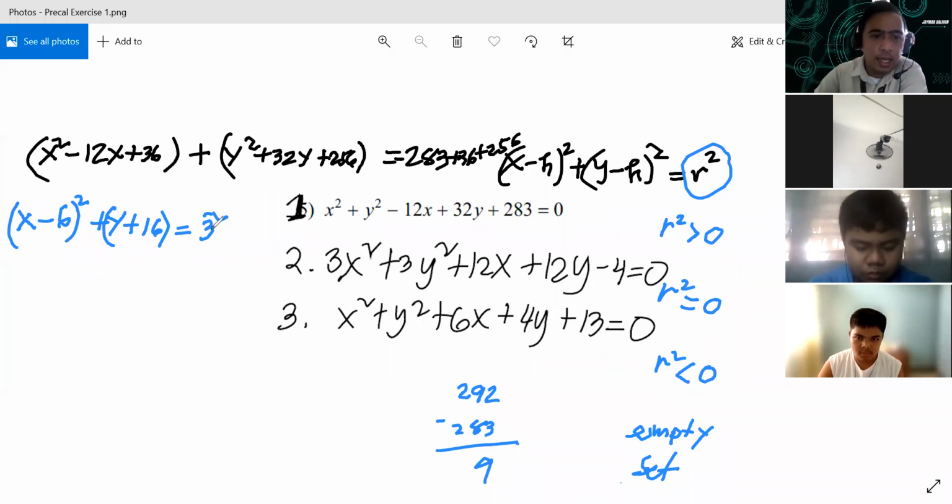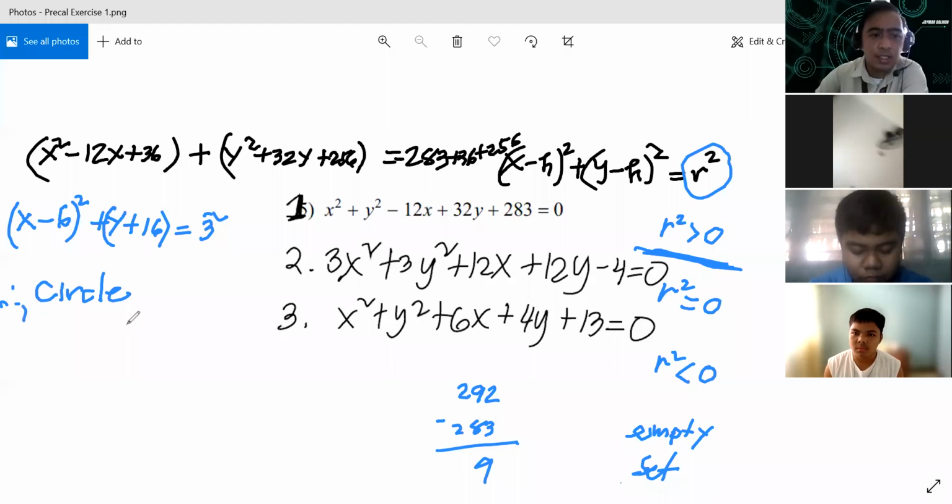And if you look at here, this is 9. And 9 is greater than 0, right? So obviously this is a circle. Therefore, it is a circle.